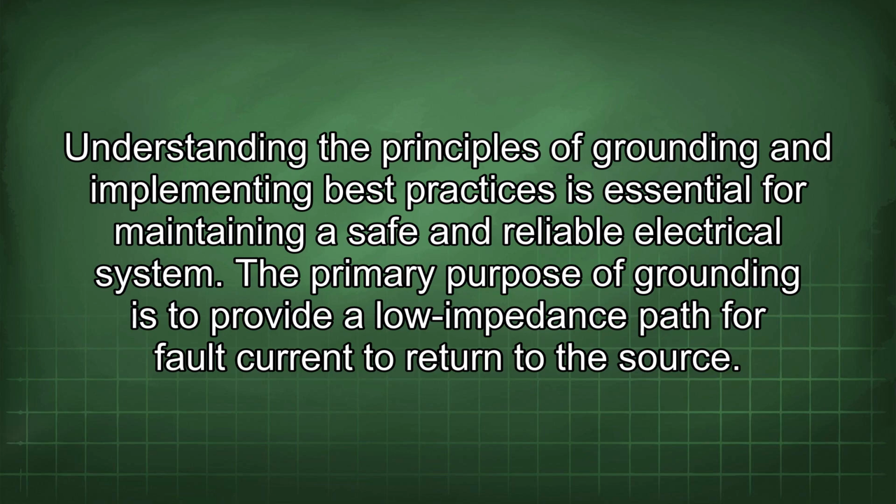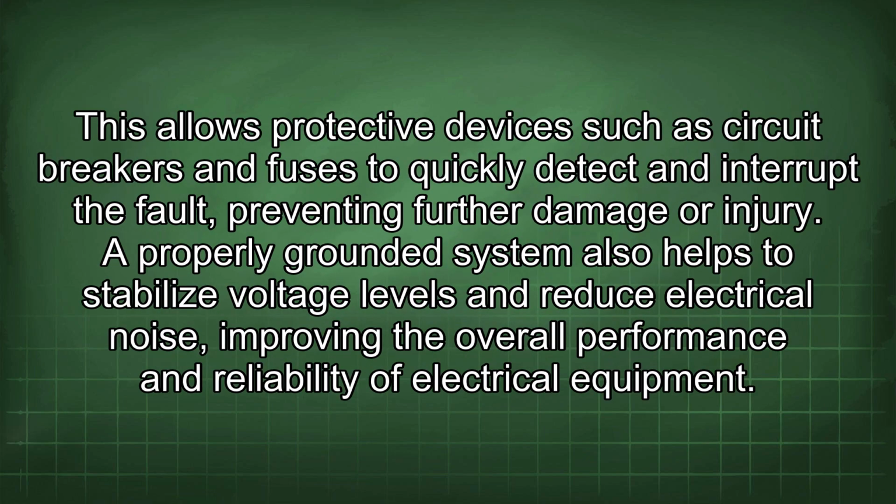The primary purpose of grounding is to provide a low impedance path for fault current to return to the source. This allows protective devices such as circuit breakers and fuses to quickly detect and interrupt the fault, preventing further damage or injury. A properly grounded system also helps to stabilize voltage levels and reduce electrical noise, improving the overall performance and reliability of electrical equipment.